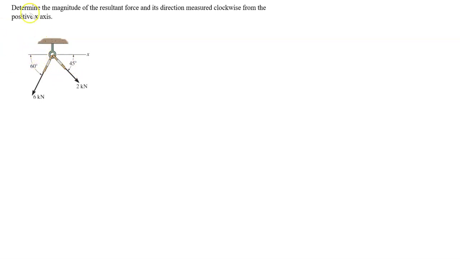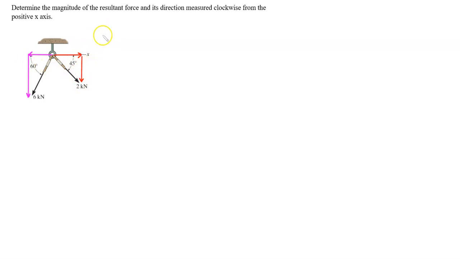By breaking these up into components, the 6 kilonewton force will have its x component and its y component. And for the 2 kilonewton force, we will also have its x component and its y component. Now you can see by the way I'm drawing these vectors that the 6 kilonewton force has a negative x and a negative y, and the 2 kilonewton force has a positive x and a negative y.